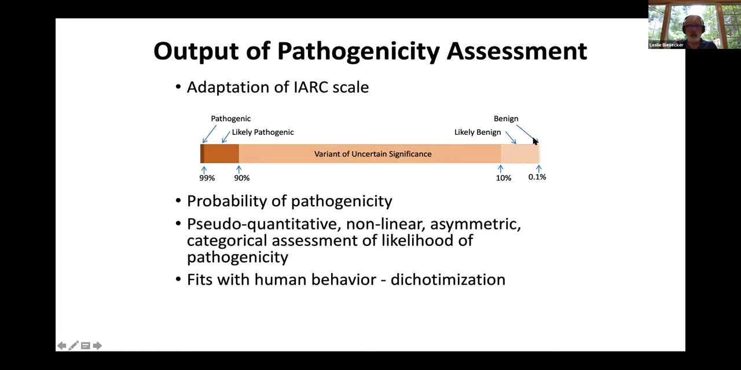And it's always good to remind people that benign is not the inverse of pathogenic. Pathogenic is 99% or 99 to 1. Benign is 1 in 1,000, which is 999 to 1 against. So it's smaller than pathogenic. And of course, this great big middle thing is variant of uncertain significance, which is 10% to 90%. And this harkens back to how I started, which is that human brains are dichotomizing machines. We kind of don't like intermediate or indeterminate answers to questions. We like yeses and nos.